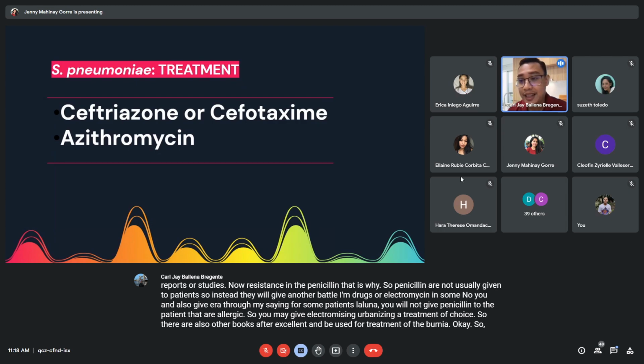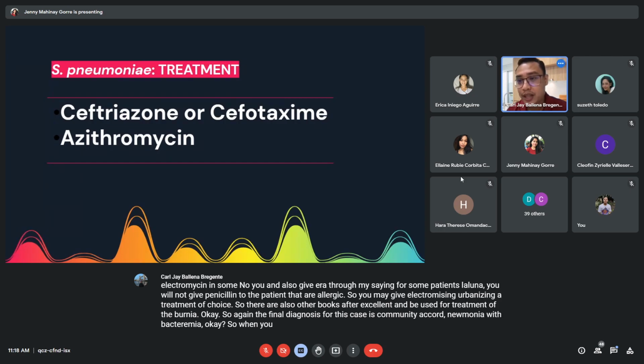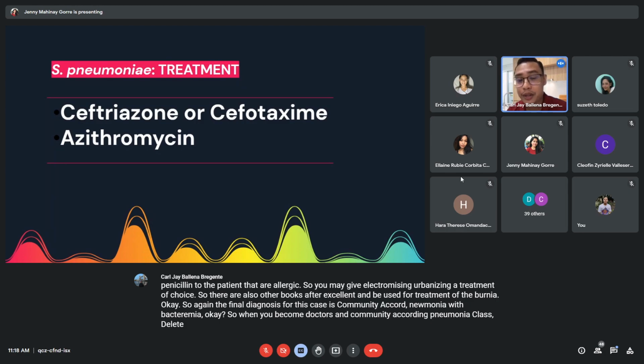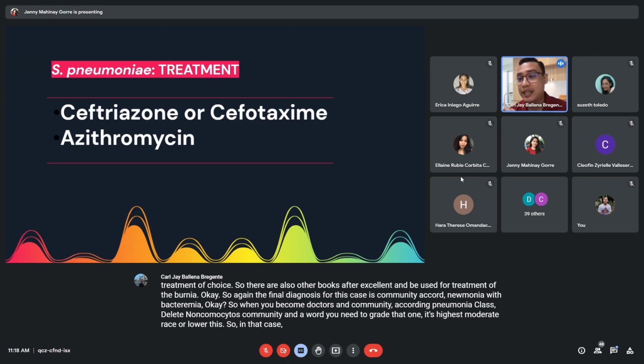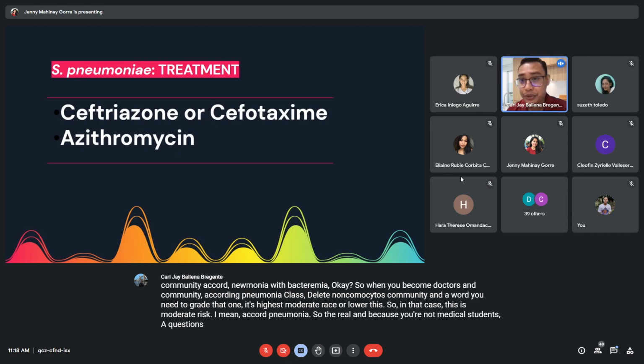so again, the final diagnosis for this case is community-acquired pneumonia with bacteremia. Okay? So when you become doctors, ang community-acquired pneumonia class, dili lang ka mo settle sa community-acquired pneumonia nga word. You need to grade that one. If it's high risk, moderate risk, or low risk. So in that case, this is moderate risk na community-acquired pneumonia. So dili lang taan because you're not medical students. Okay? Questions, clarifications?